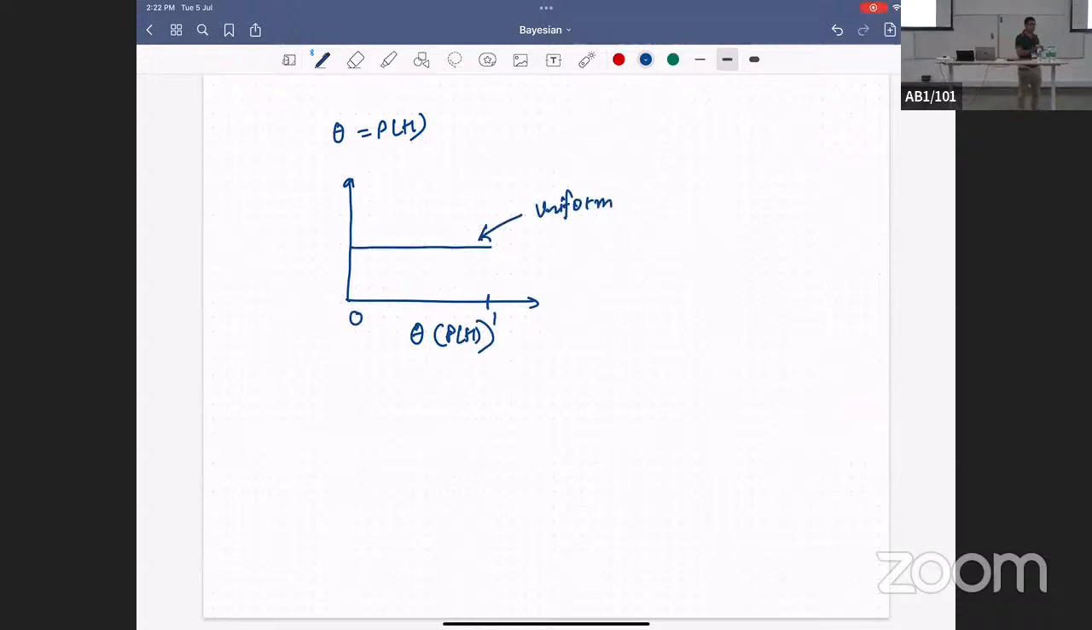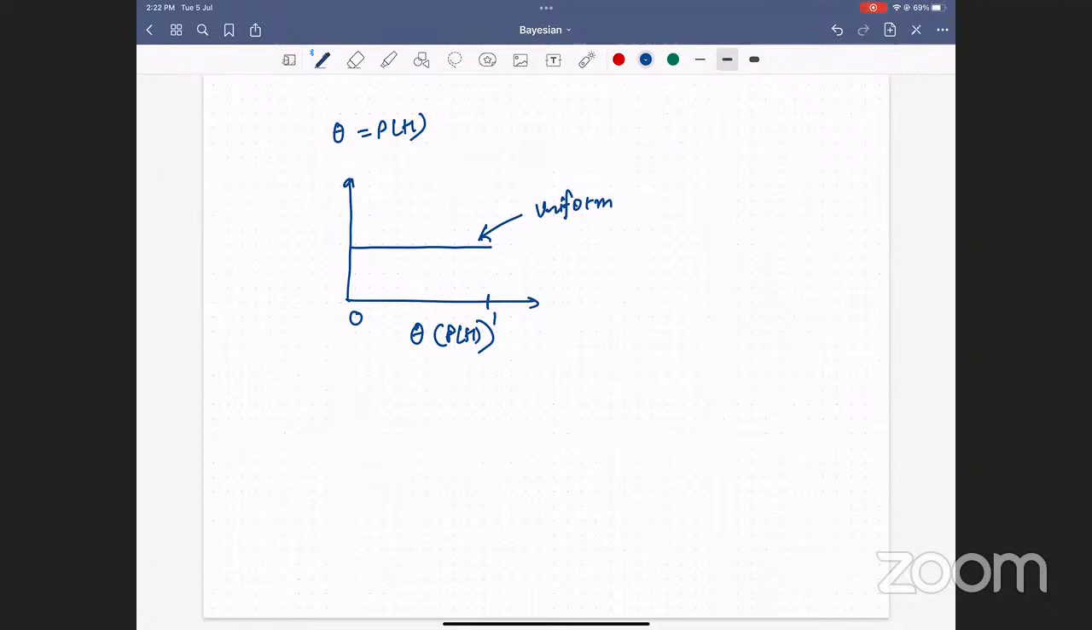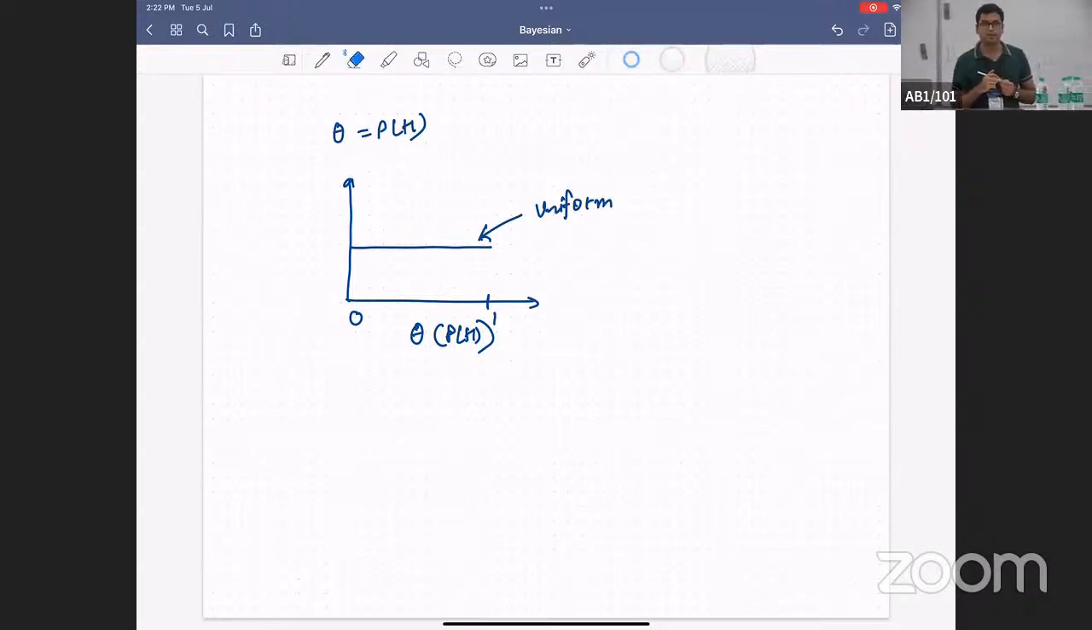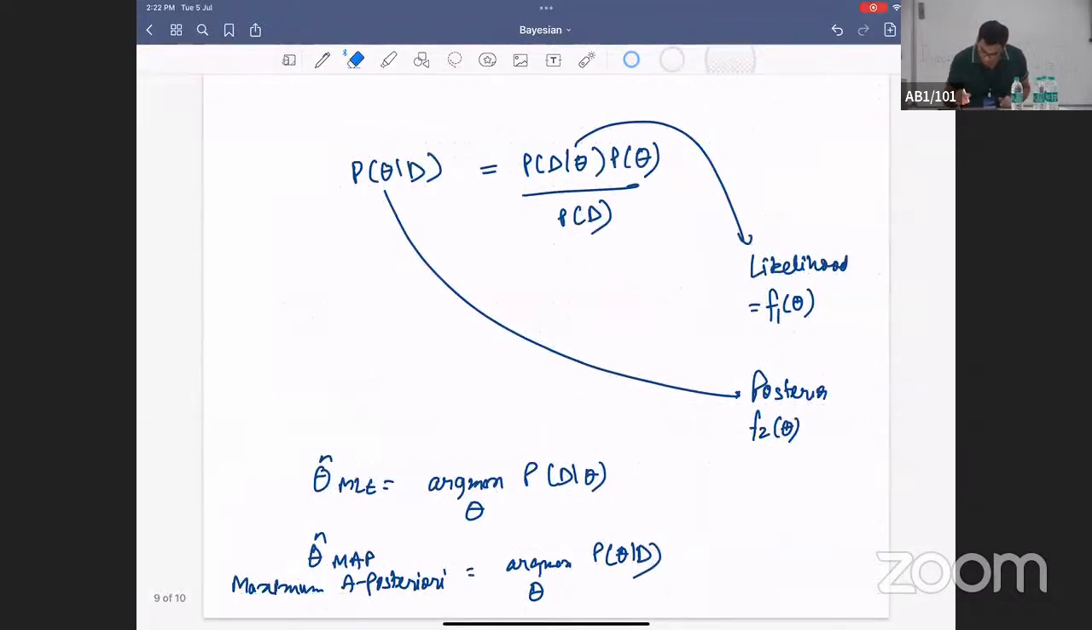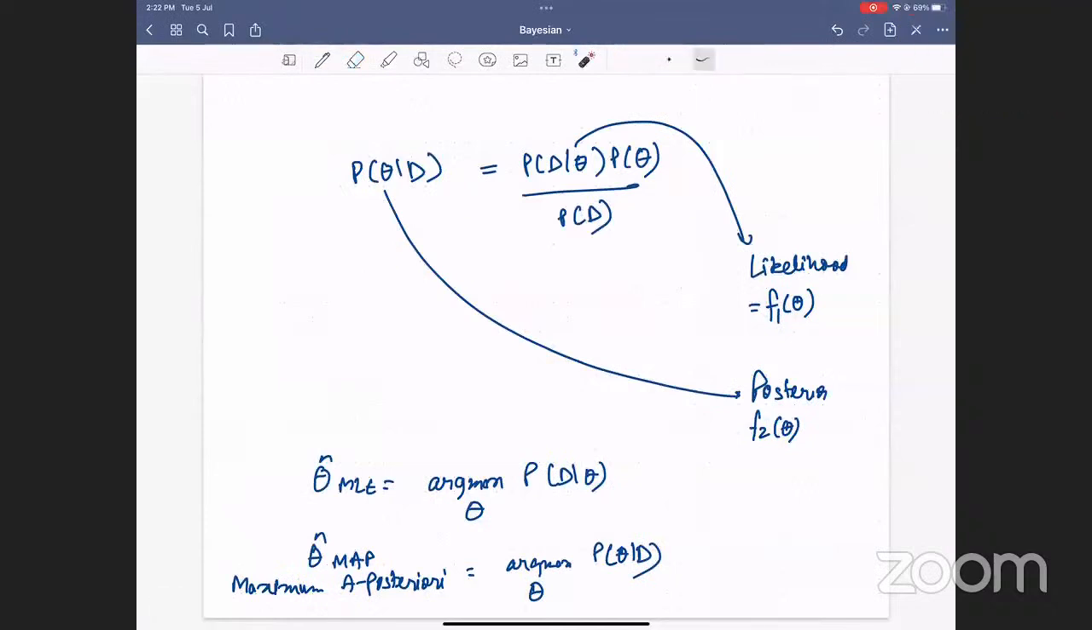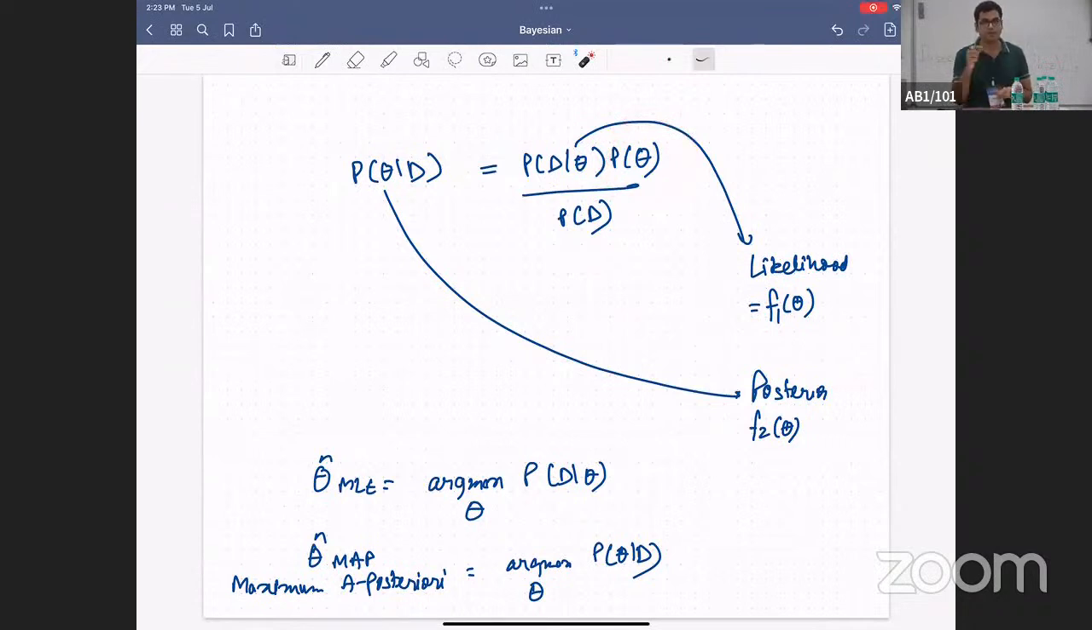So what does this tell us? Can someone in the audience tell us what you understand by this particular diagram? The prior is a distribution, firstly. A distribution over what parameter? Theta. So let's go over these terms again. Prior is a distribution over theta. Likelihood is a function of theta, not a distribution over theta. And posterior is also a distribution over theta.